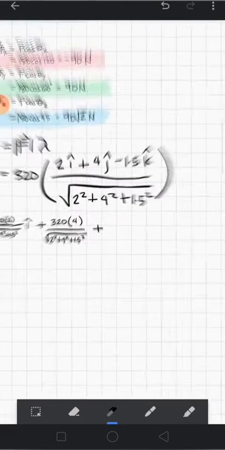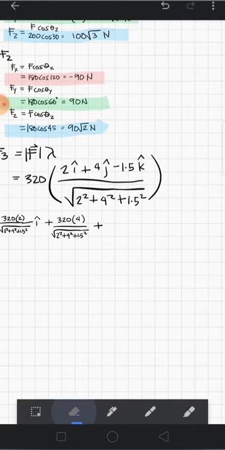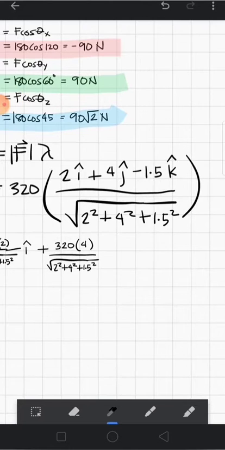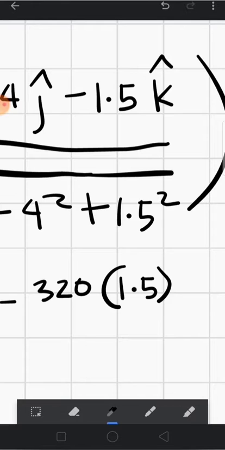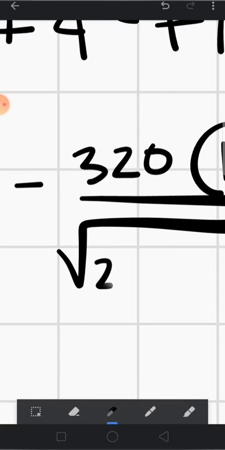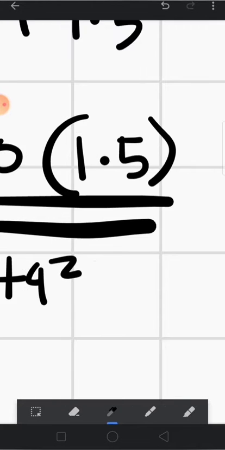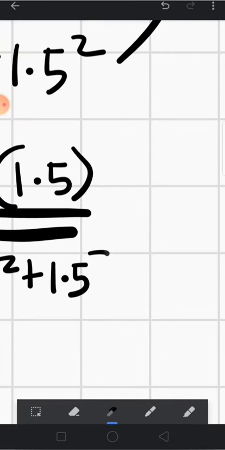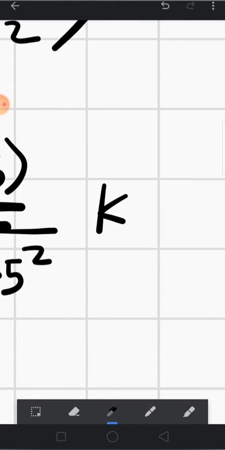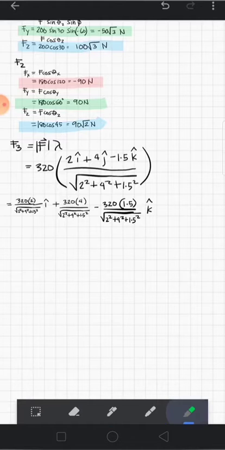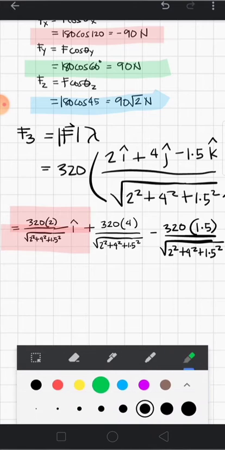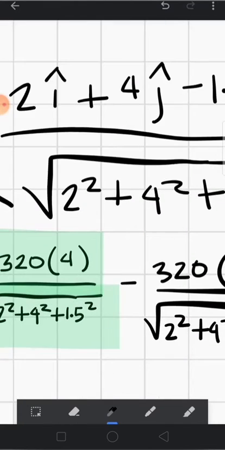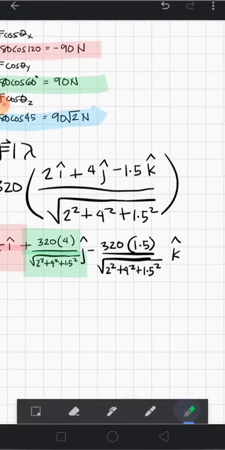Plus the z, which is actually minus because that's negative 1.5, minus 320 times 1.5 all over the denominator squared plus 1.5 squared k hat. So that's it. This is the x component. This is the y component, that actually has j hat. And then this is the z component.